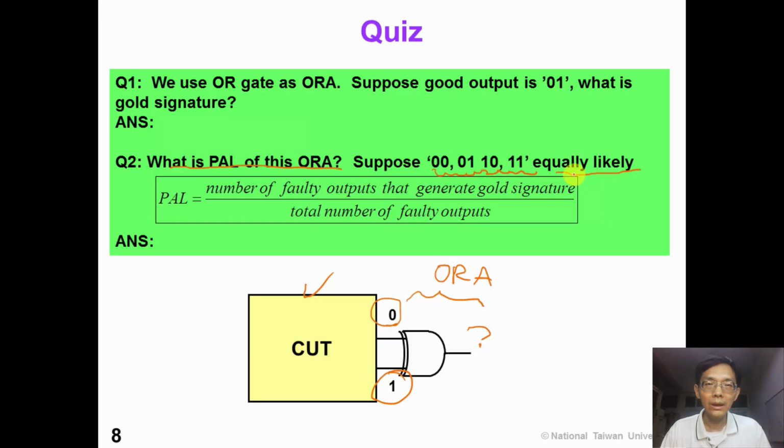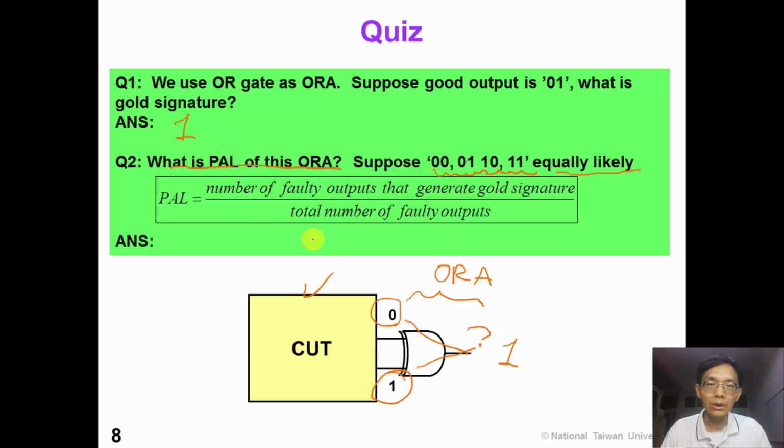Okay, have you got the answers? The first one should be easy. The inclusive OR of 0 and 1 is 1. So the gold signature is 1.